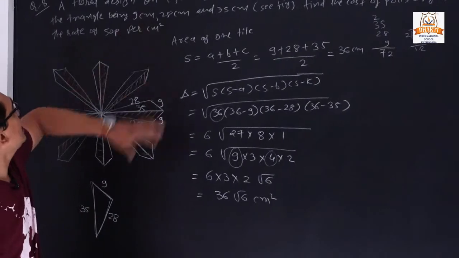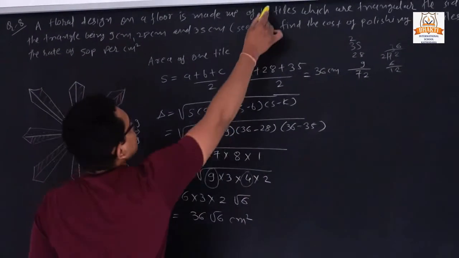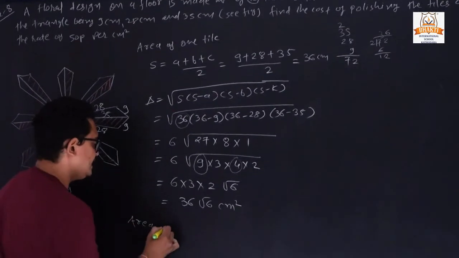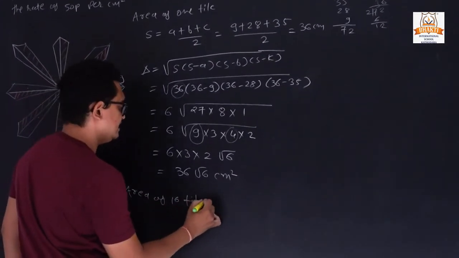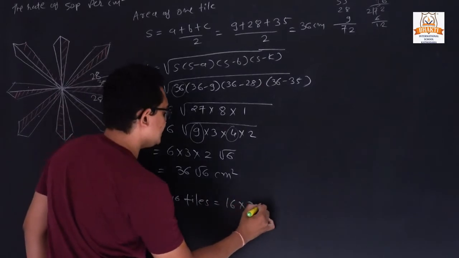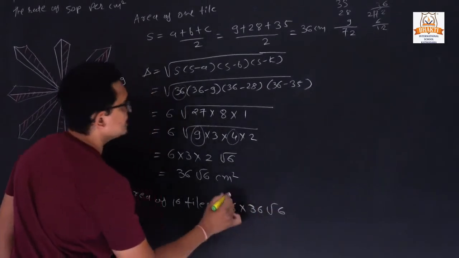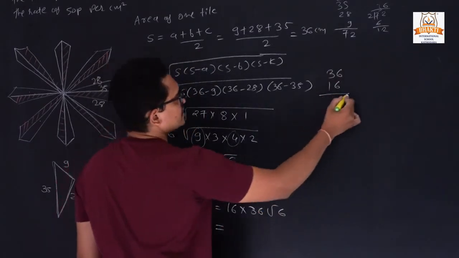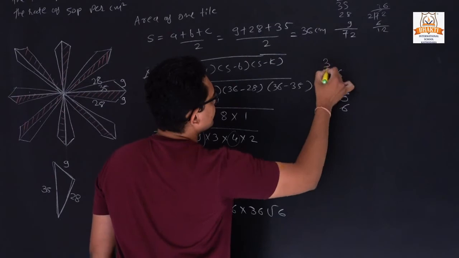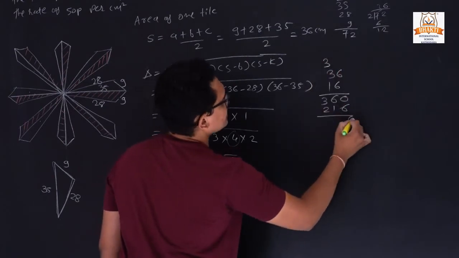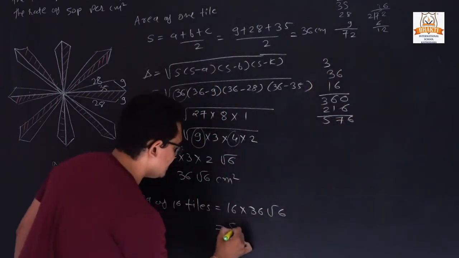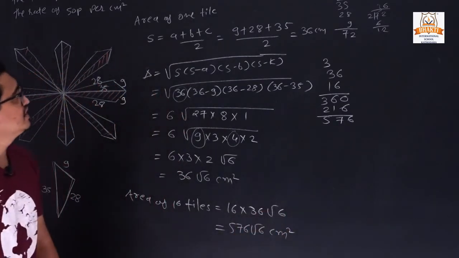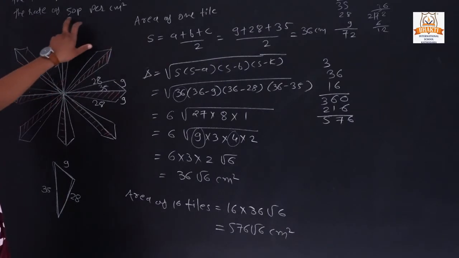So in total how many tiles do we have? We have a total of 16 tiles. So area of 16 tiles is equal to 16 into 36 root 6. So 36 into 16, it will be 576 root 6 centimeter square. Now they are also asking for the polishing rate.